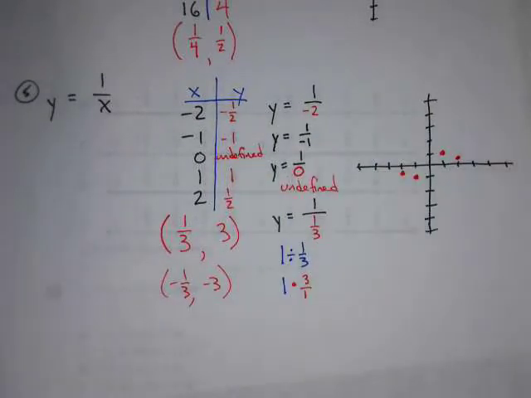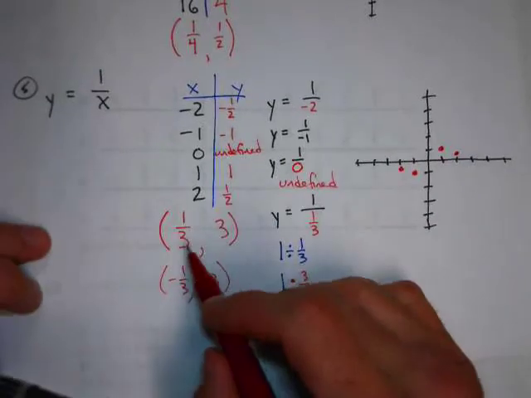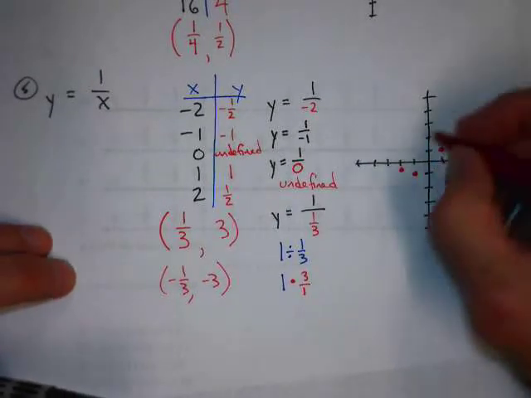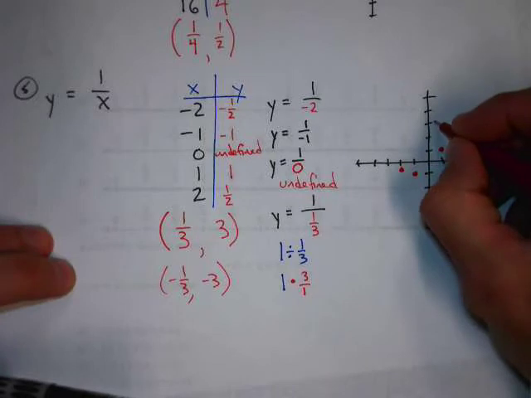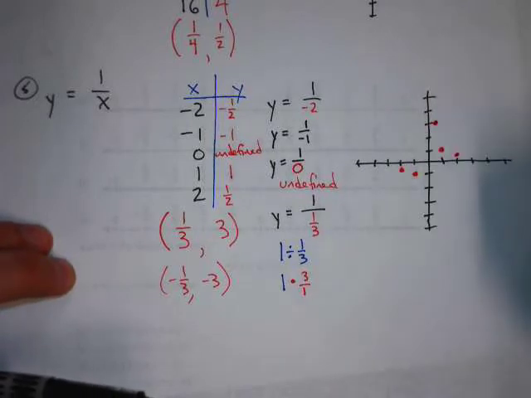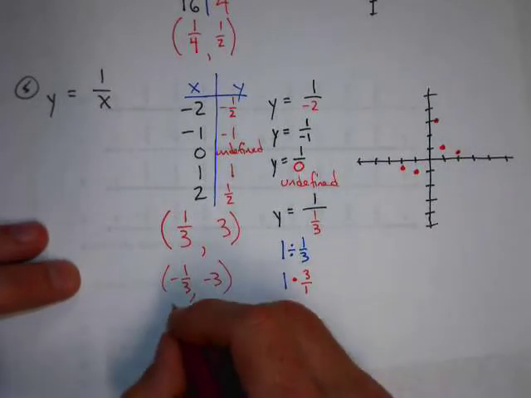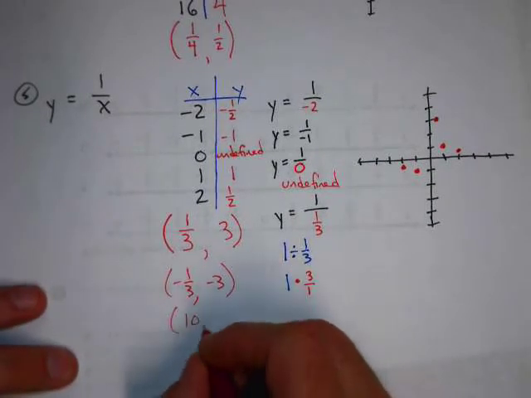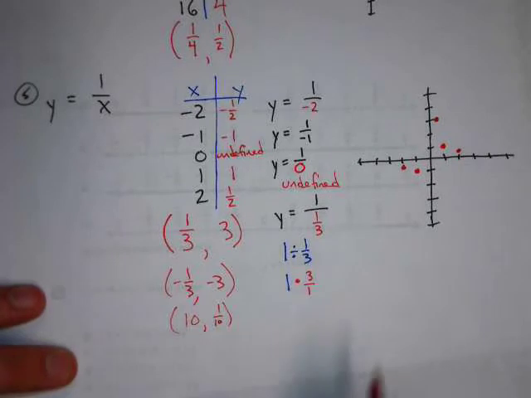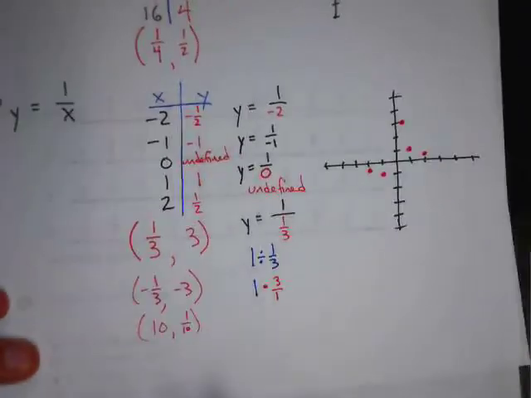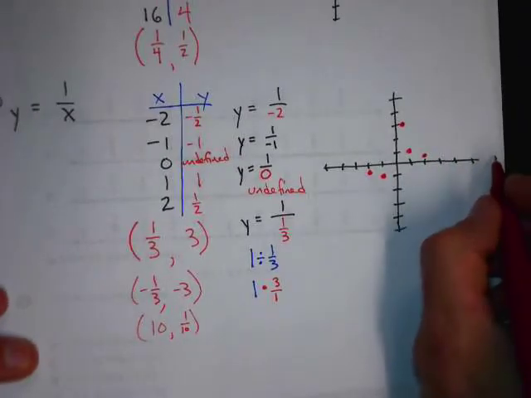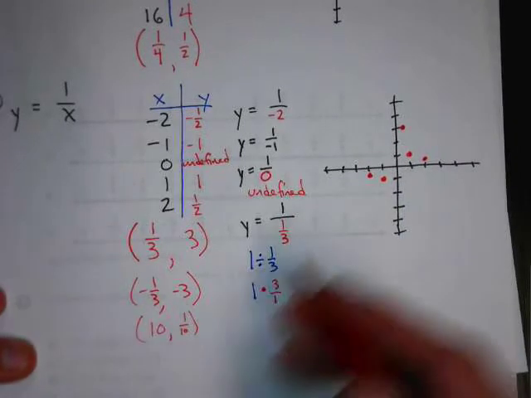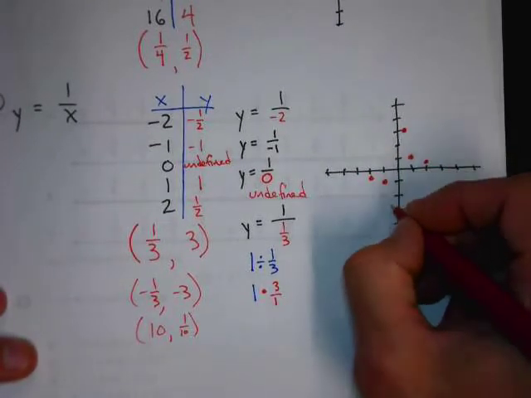Well, it's a good thing we picked these numbers, because look at what's going to happen. 1/3, 3. Here's 1/3. Here's 3. Whoa! Look what's happening with this graph. What if I just guessed something? What if I picked a number like 10? Oh, I'd get 1/10. That's way out here, really low. I also had negative 1/3, -3. Here's negative 1/3. Here's negative 3.